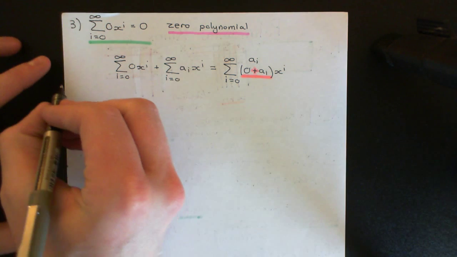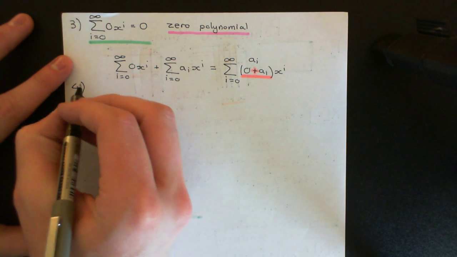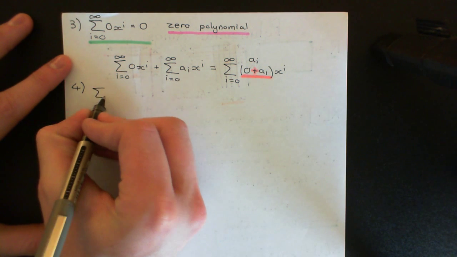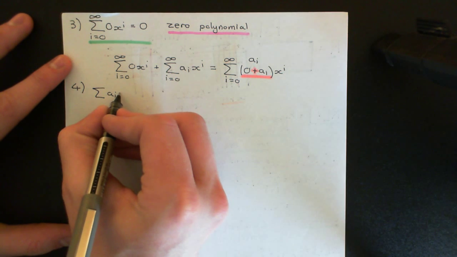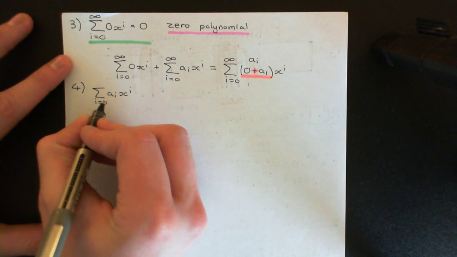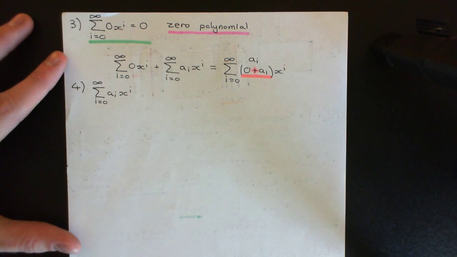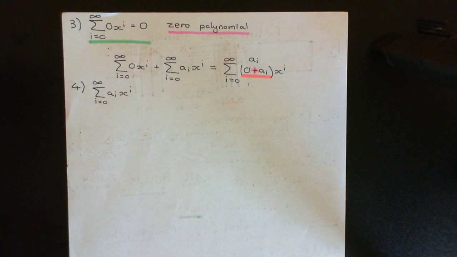Next up, the fourth axiom of an abelian group is that we need additive inverses. So if I have some arbitrary polynomial in my ring, here it is, the sum of a_i x^i from i equals 0 to infinity. Here's my arbitrary polynomial in my ring, and I now need to find an additive inverse for this. I need to find some other polynomial which, if this polynomial adds to that other polynomial either way round, will give me the 0 polynomial back again.